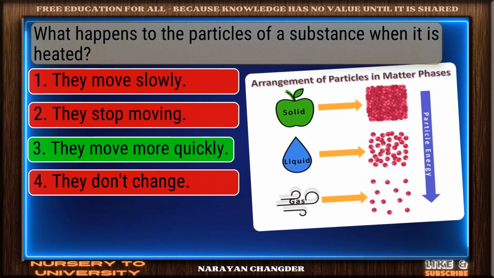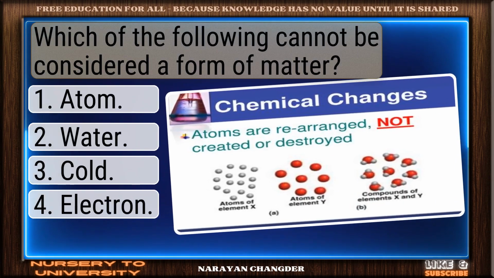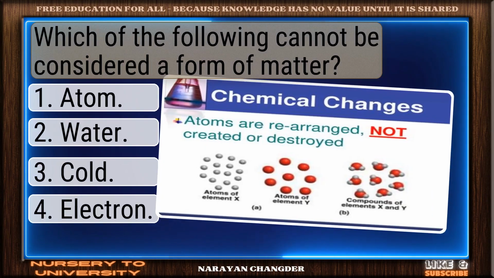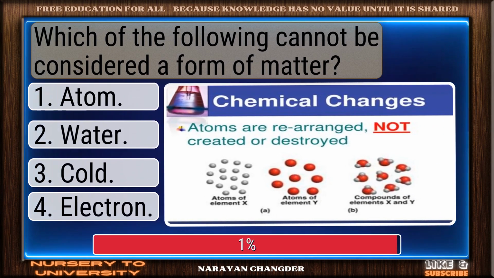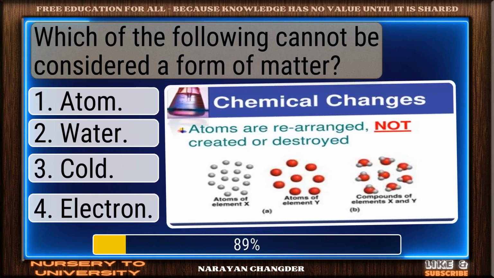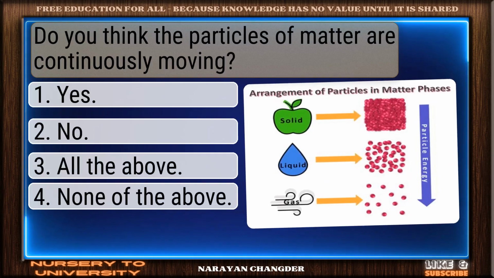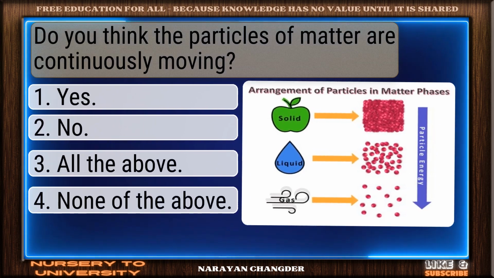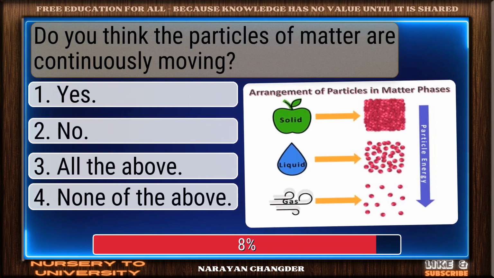Good job. Your answer, they move more quickly, works well here. Question number 39. Which of the following cannot be considered a form of matter? Strong choice. Cold is the right answer. Question number 40. Do you think the particles of matter are continuously moving?